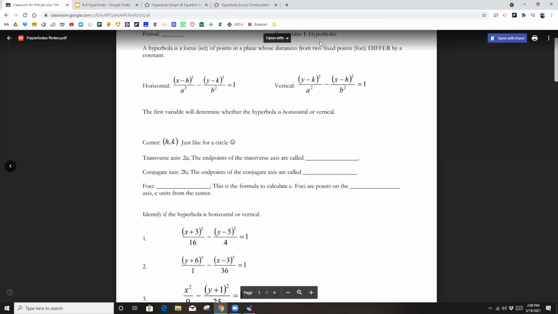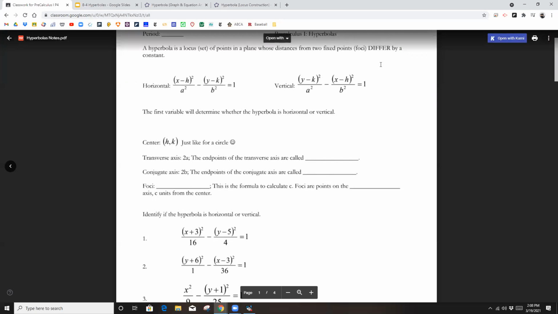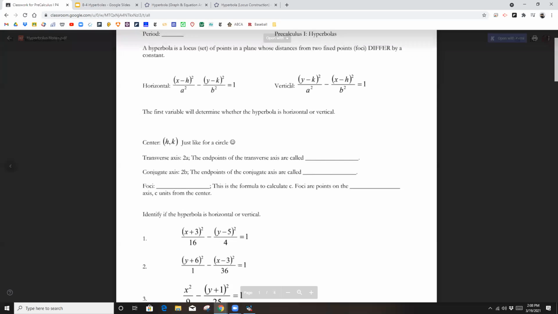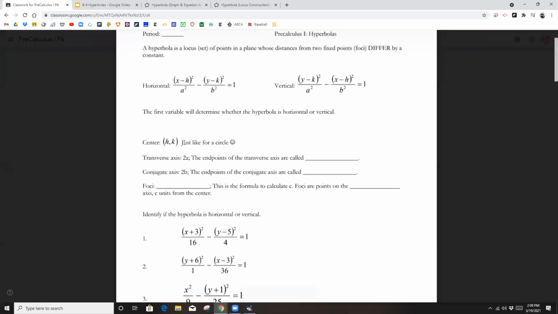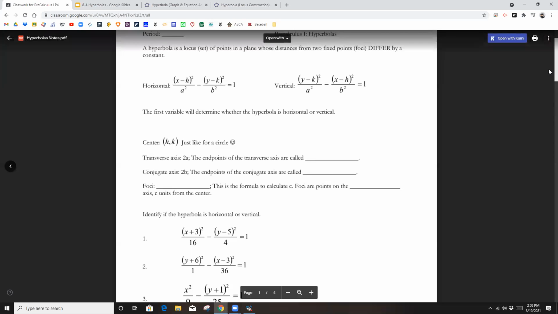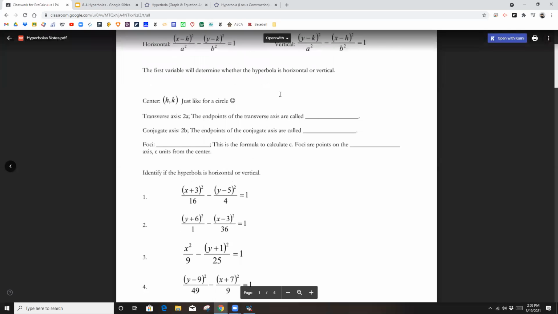So a hyperbola is a locus, so that's a fancy word for set of points, in a plane whose distances from two fixed points differ by a constant. All right, so we talked about that first by looking at that first GeoGebra, by seeing that the difference in distance is always the same. So if it's x squared minus y squared, it's horizontal. If it's y squared minus x squared, it's vertical. So the first variable will determine whether it's horizontal or vertical. So we'll practice that in a second. H and K is the center, just like a circle.